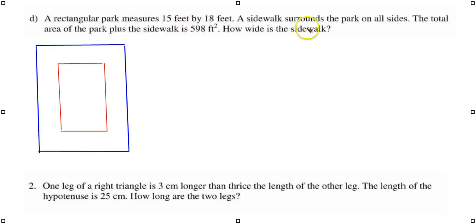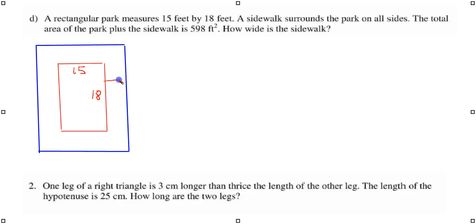Okay, I've read this now a couple of times, and we have a sidewalk going around a rectangular park. I didn't draw it to scale, but so you can see what we've done here. The red rectangle is the park, and then this outer area is an equidistant sidewalk. Now the park is 15 feet by 18 feet.